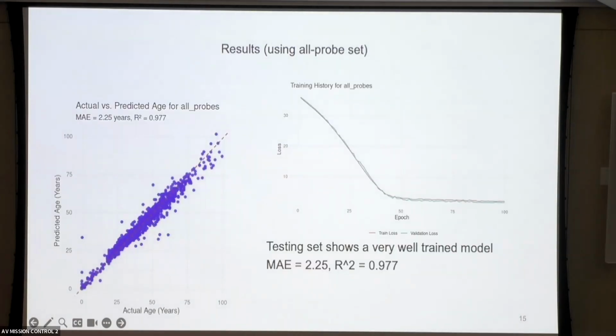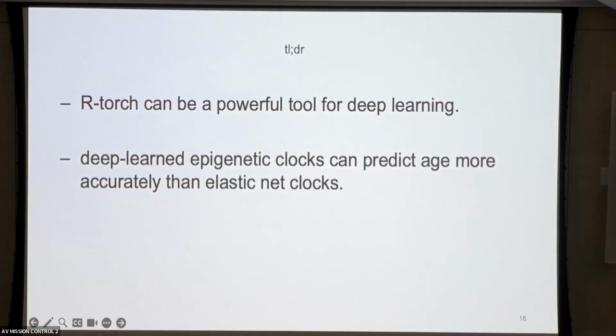And surprisingly, I was surprised to learn that it actually performs decently well. The mean absolute error for the neural network trained clock was 2.25 years, which basically beats all of the current elastic net-based models. So that is very, very interesting. So to give a summary, RTorch can be a very powerful tool for deep learning. And these deep learned epigenetic clocks can predict age far more accurately than the current generation of most elastic network clocks.